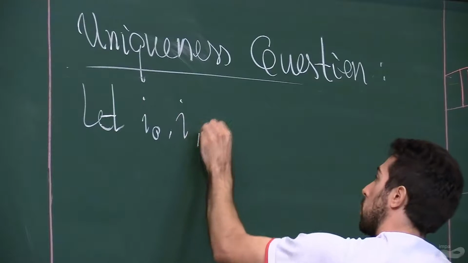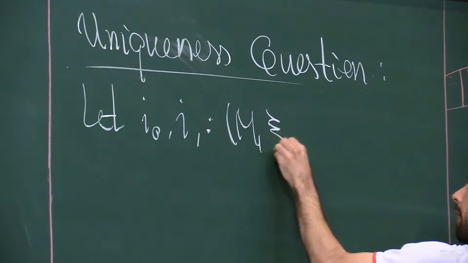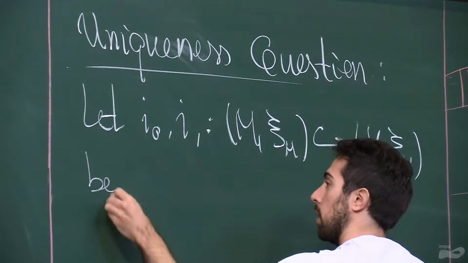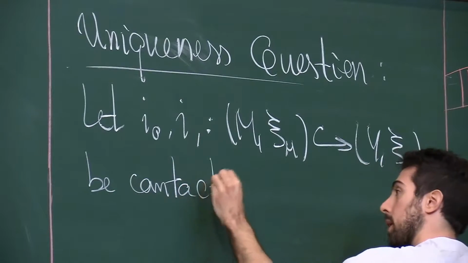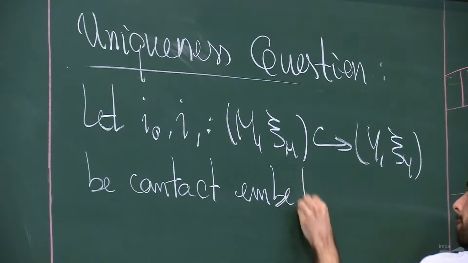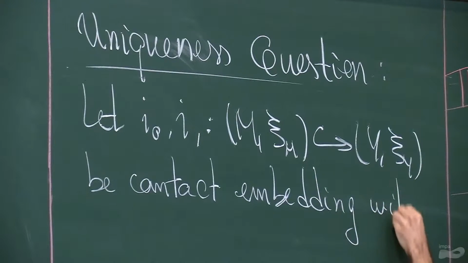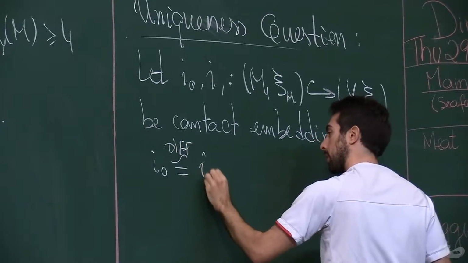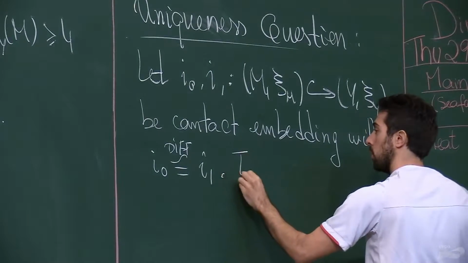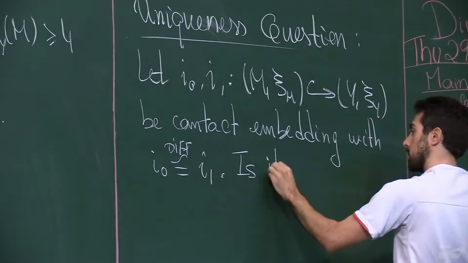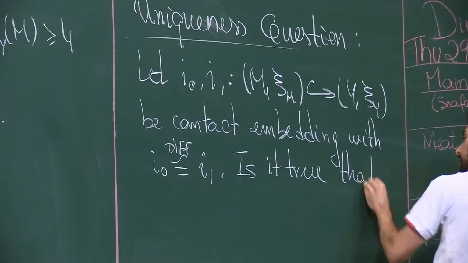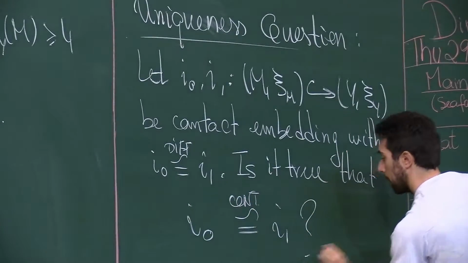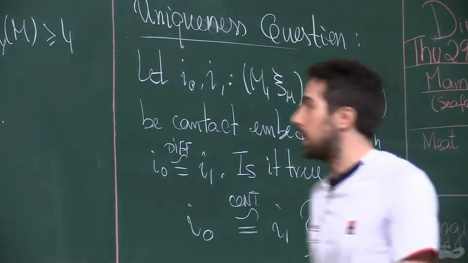i_0 and i_1 be two embeddings of the same contact manifold M inside of Y. And these are contact embeddings. And assume they're smoothly isotopic. That means that in the Diff category, i_0 is the same thing as i_1. Question: is it true that this holds in the contact category? So is it true that it must be that i_0 is contact isotopic to i_1? Okay?